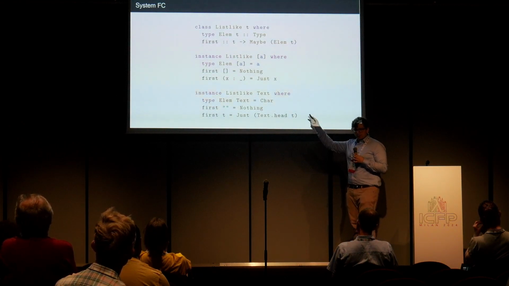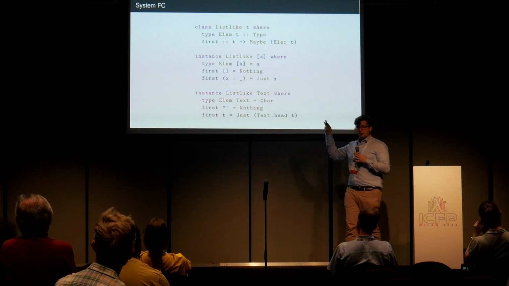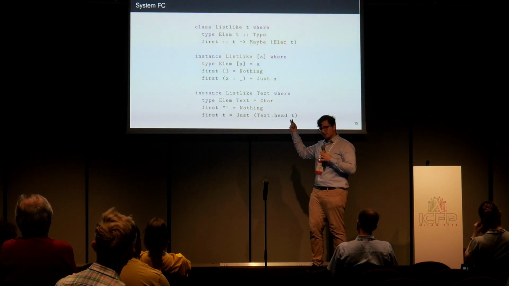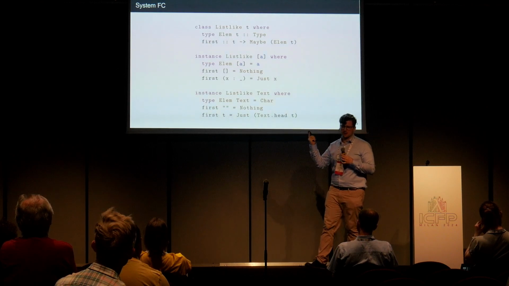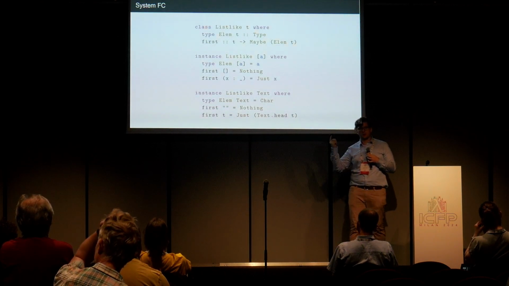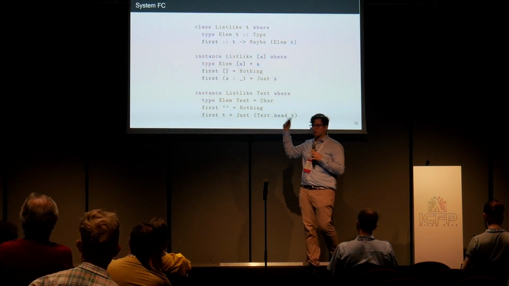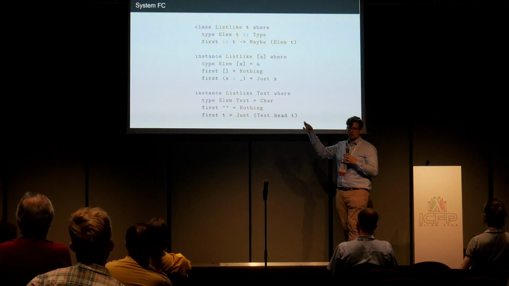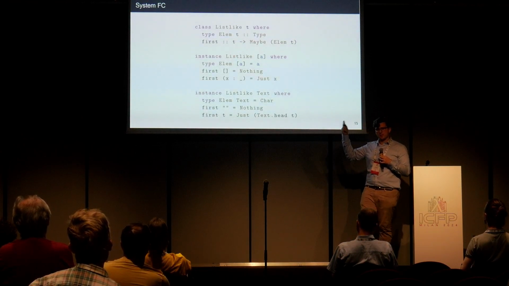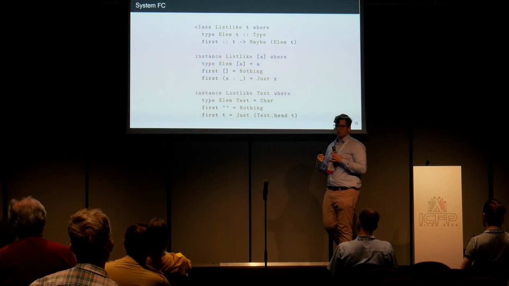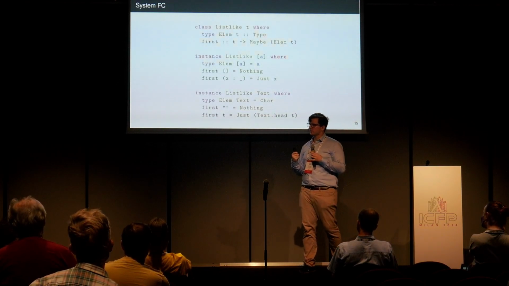But interestingly, if you look at the implementations here, you can implement this for a polymorphic type such as list, because list is ListLike. But you can also implement it for other things that are potentially monomorphic. So in this example, Text is a UTF-8 encoded string, and a Char is a code point. So this inherently does something more interesting when you ask for the first element.